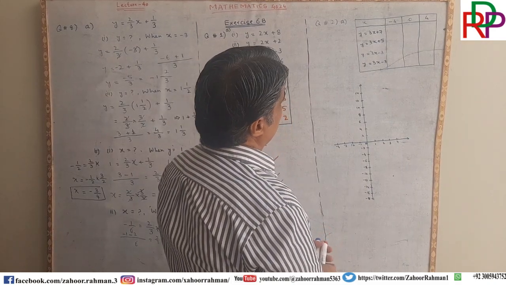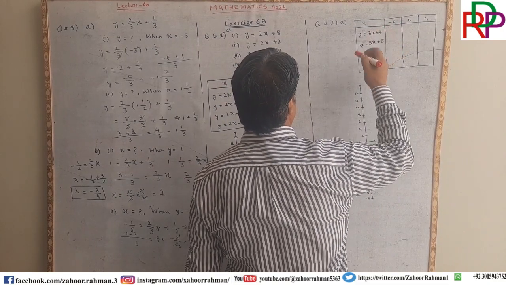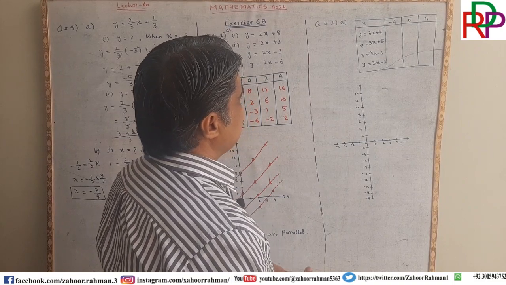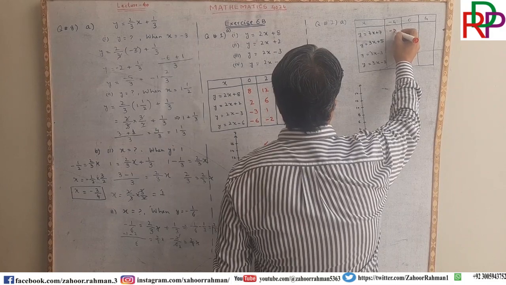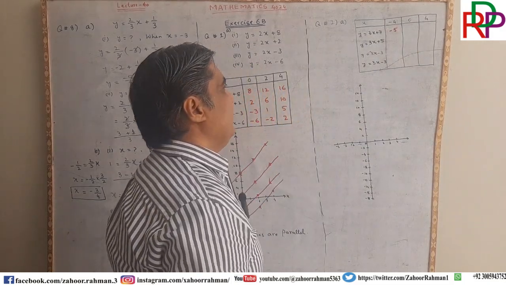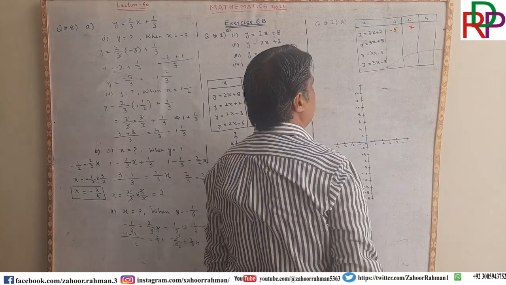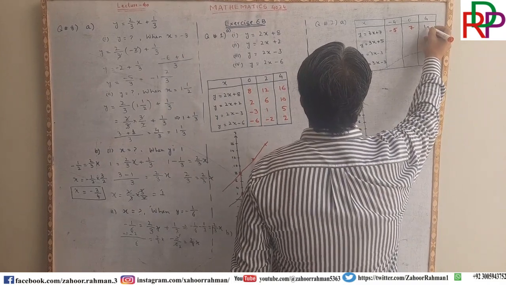And now if I am putting minus 4 inside this, so minus 4 3s are minus 12 plus 7, so it will be minus 5, and if it is 0 then it will be 7, if it is 4 so it will be 19.